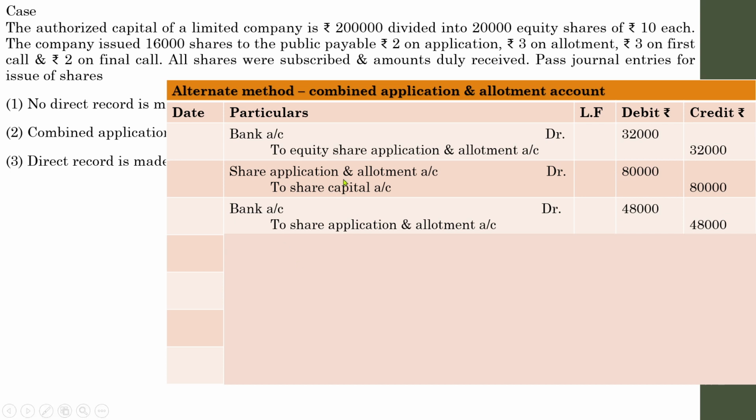And the narration of the second entry is: application and allotment money on 16,000 shares at rupees 5 per share. How come we got 5 per share? Because application is 2 and allotment is 3. So 2 plus 3, 5 per share. So 5 into 16,000, you will get 80,000. Or you can add these two amounts.